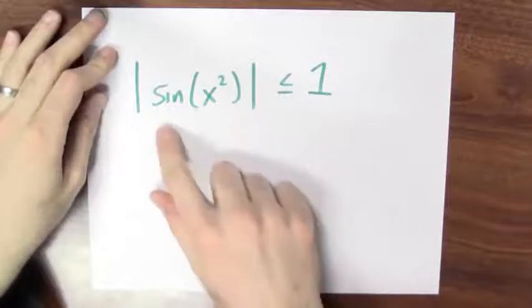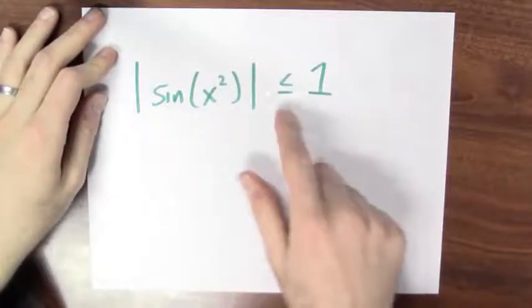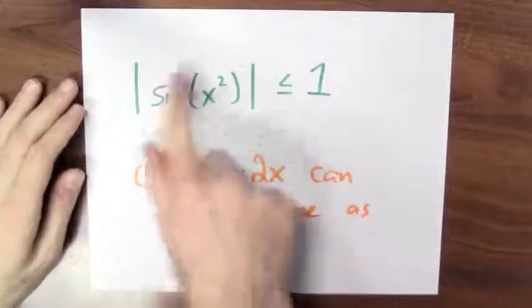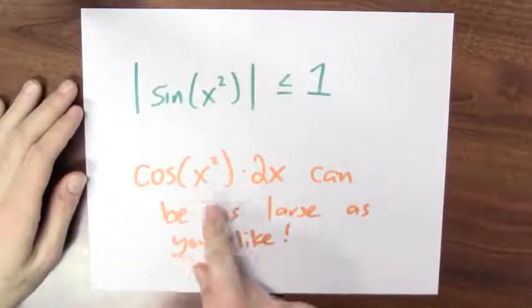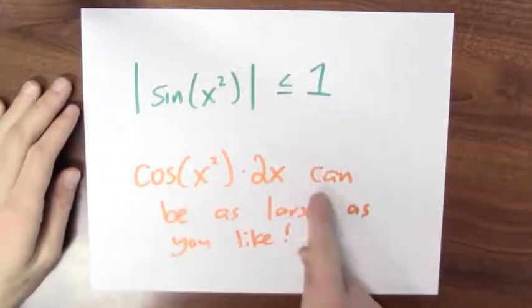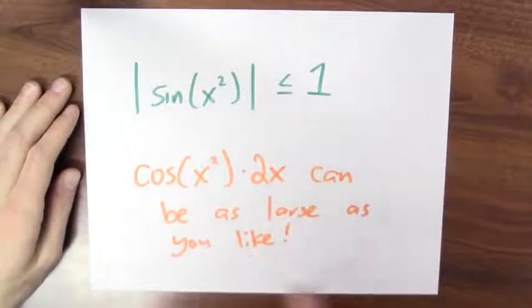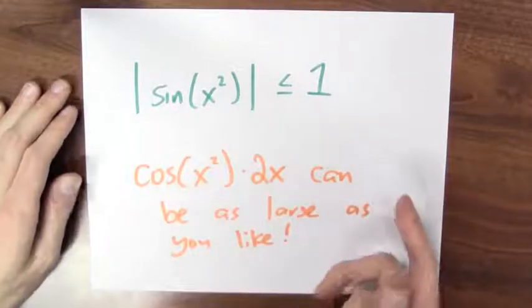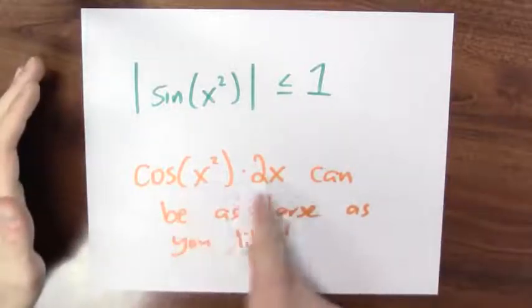In magnitude, this function, sine of x squared, is no bigger than 1. And yet, what do we know about this function's derivative? Well, the derivative of sine of x squared is cosine of x squared times 2x, and that function can be as large as you like. You can make cosine of x squared times 2x as big as you want as long as you choose x appropriately. So what we have here is a function which isn't very big. The function's value is no bigger than 1 in magnitude, but the function's derivative is very large.